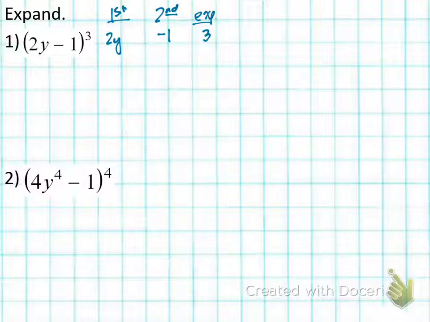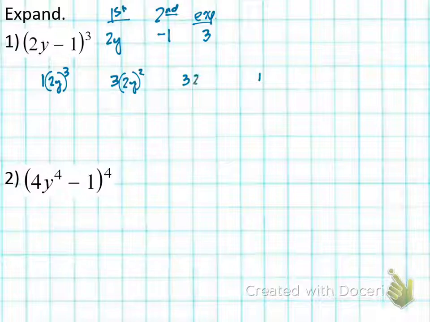So I'm going to go to the third level of Pascal's. Third level says 1, 3, 3, 1. Those are my coefficients. I write those down. Okay? And then we've got to put in our first term. So 2y, and since it's to the third power, we start writing that out. 2y to the third, 2y to the second, 2y to the first, and 2y to the 0 power.